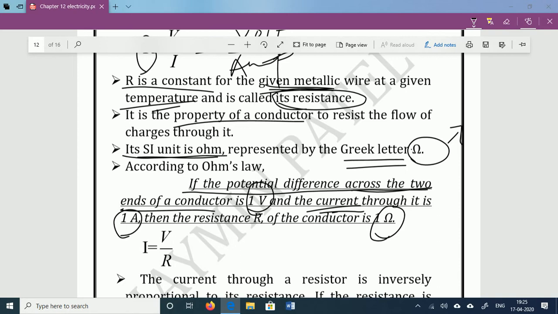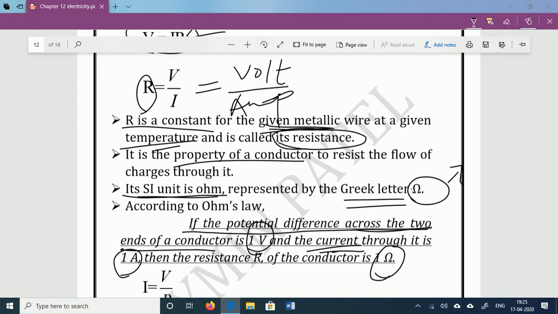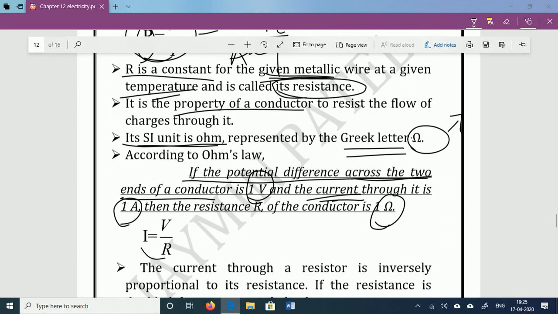We already established R is equal to V upon I. So can I write I is equal to V upon R? I is equal to V upon R. From this equation we can conclude that I is inversely proportional to R. If the resistance increases, definitely the current passing through the circuit is going to decrease.